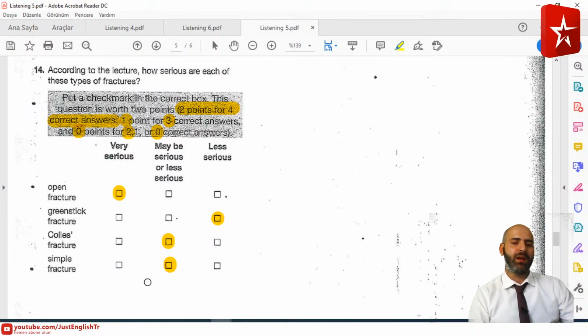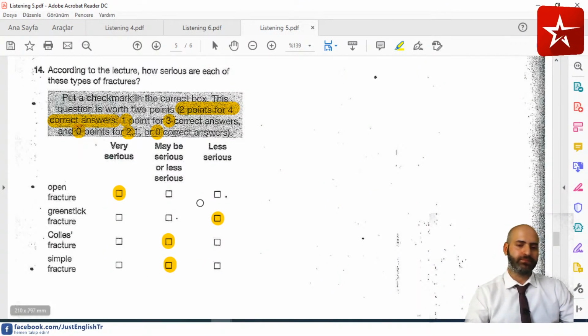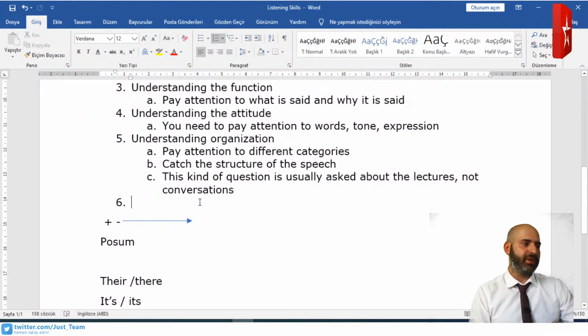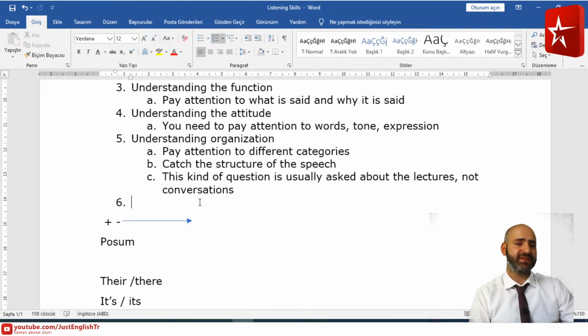Okay? I hope you understand question type number 5, and we can move to question type number 6. Last type of question. Question type number 6 is about understanding the implied meaning in the passage.